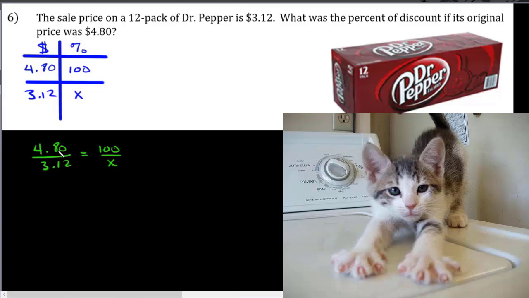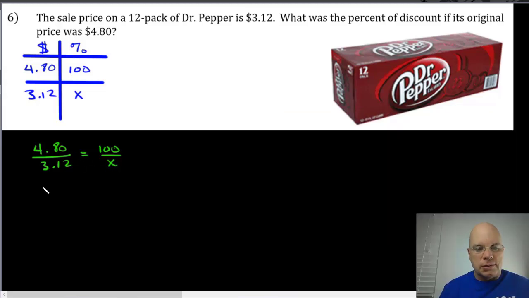My cross product equation will be 480 multiplied by x, which I can just simplify to 4.8 x, is equal to 312 hundredths multiplied by 100. Well, that multiplication is easy because I can just move the decimal 2 to the right. 100 hundredths is 1 whole, so I'm essentially canceling out this decimal by multiplying by 100. So 312 is equal to 4.8x.